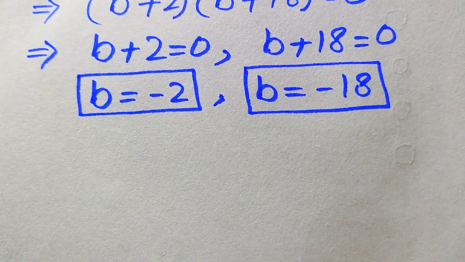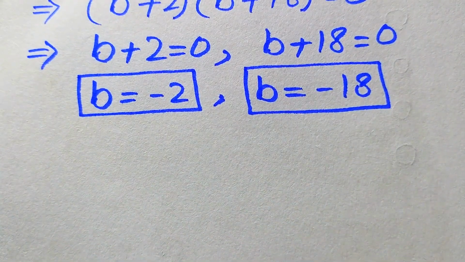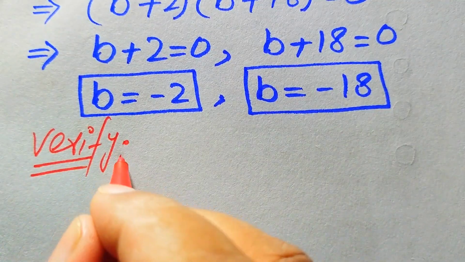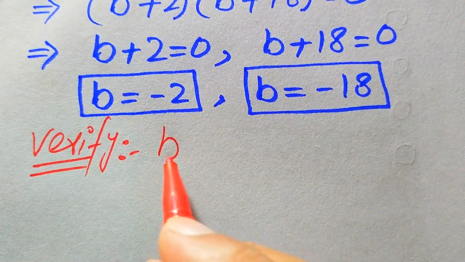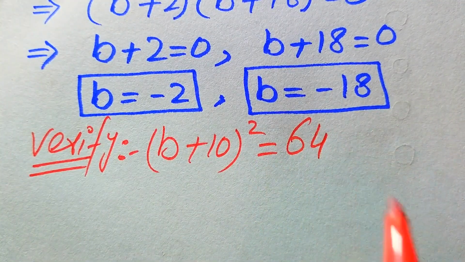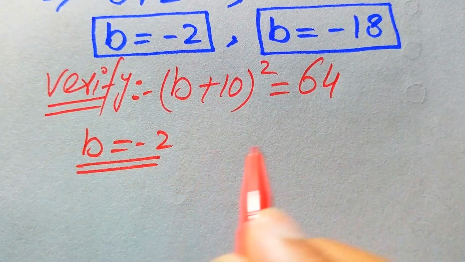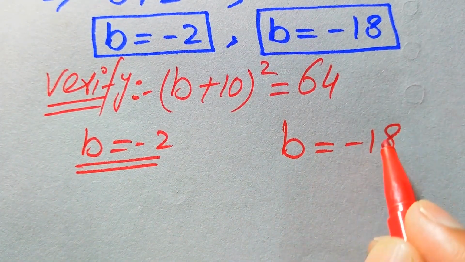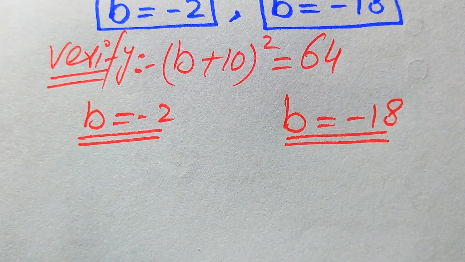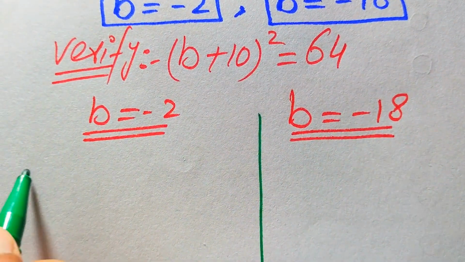Now in the next step, we need to verify whether these roots are solutions or extraneous roots. For verification, we need to copy down the given question statement. Here it is (b + 10)² = 64. On this side we verify b = −2, and on this side we verify b = −18. We substitute both values of b into the left hand side of the above equation, and it will be written in this form.